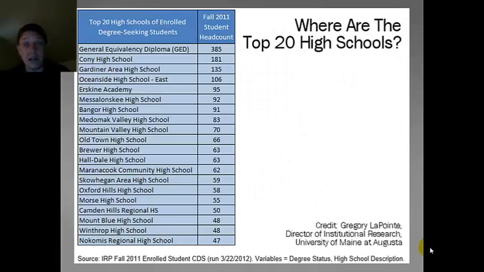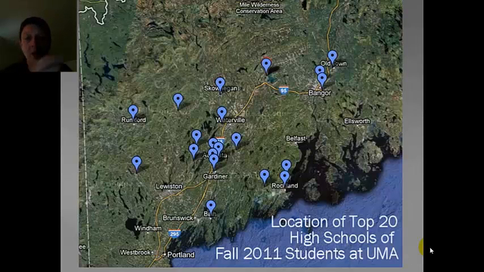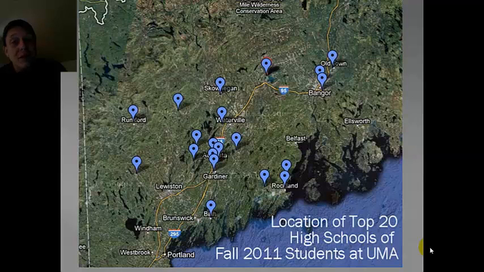We can get more detail on this thanks to Greg LaPointe, the Director of Institutional Research at the University of Maine at Augusta, who has studied the top 20 high schools, in terms of the number of students they supplied for enrolled students at UMA in the fall of 2011. You can look at the list here. We can put them on a map. What do you see? Well, we're the University of Maine at Augusta, and there are a lot of schools that are centered around Augusta.